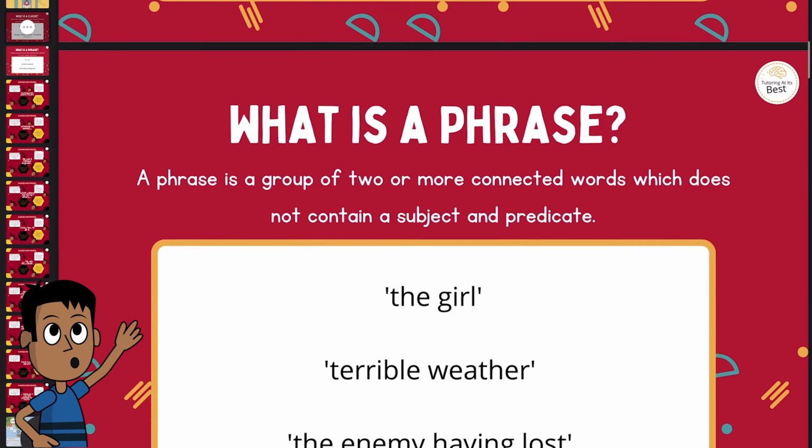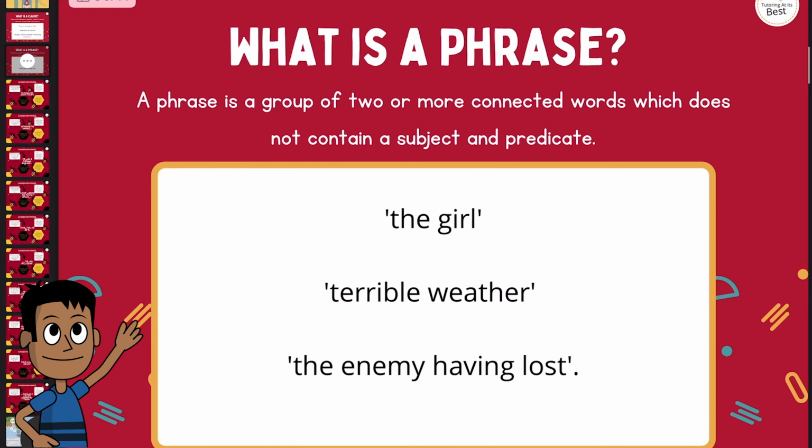And a phrase, on the other hand, is a group of two or more connected words which does not contain a subject and predicate. For example, the girl, or terrible weather, or the enemy having lost.